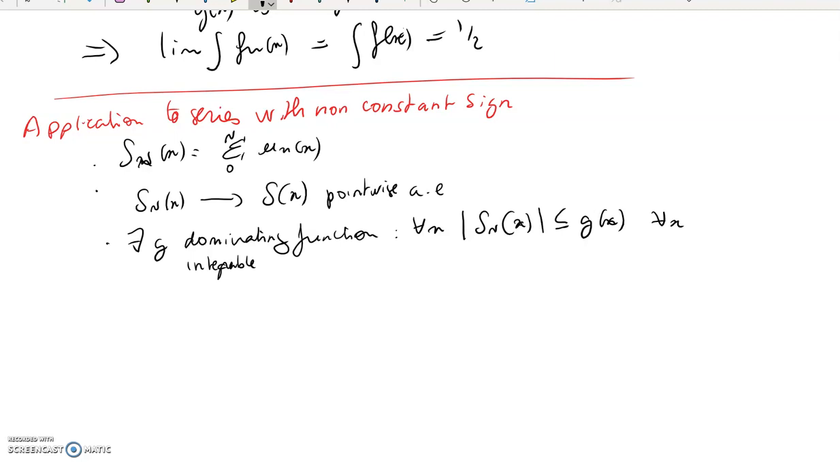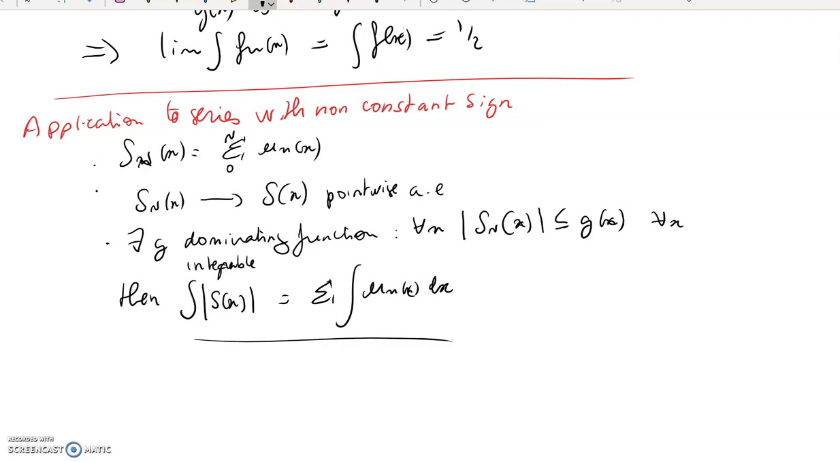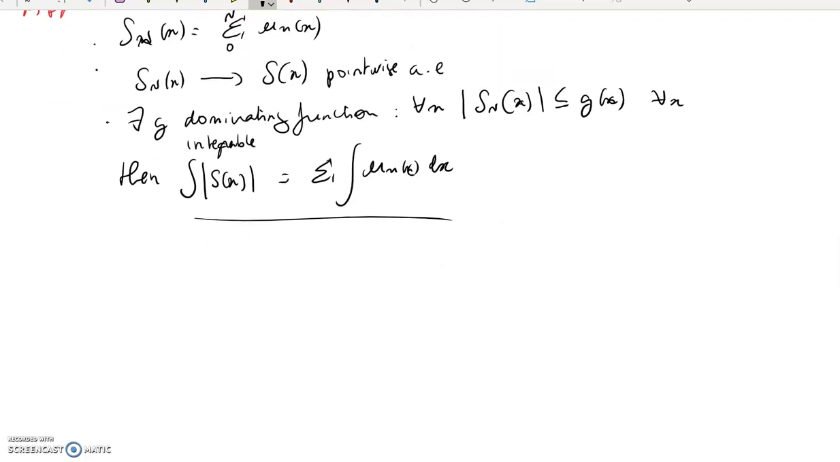All right, so then we apply the Lebesgue dominated convergence theorem. We have that the integral of the sum of the series, so the pointwise limit, is equal to the infinite sum of the integrals of the un of x. All right? So this one is a pretty direct extension of this theorem for series with maybe non-constant signs.